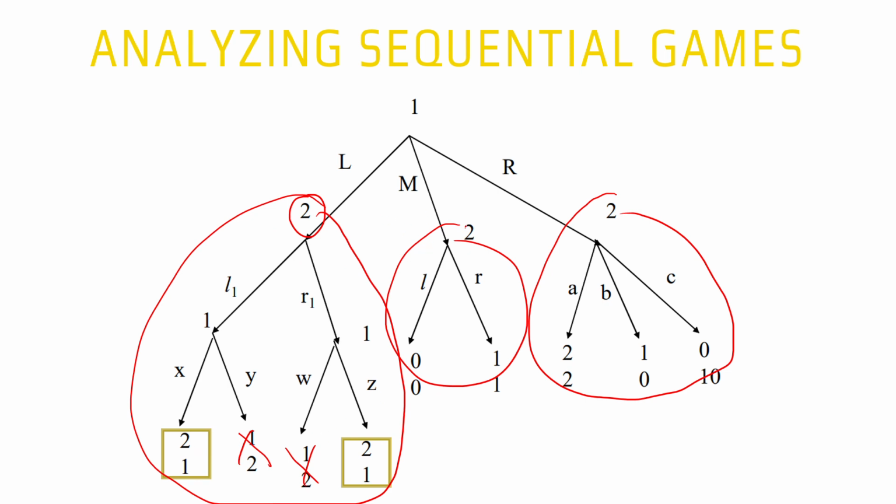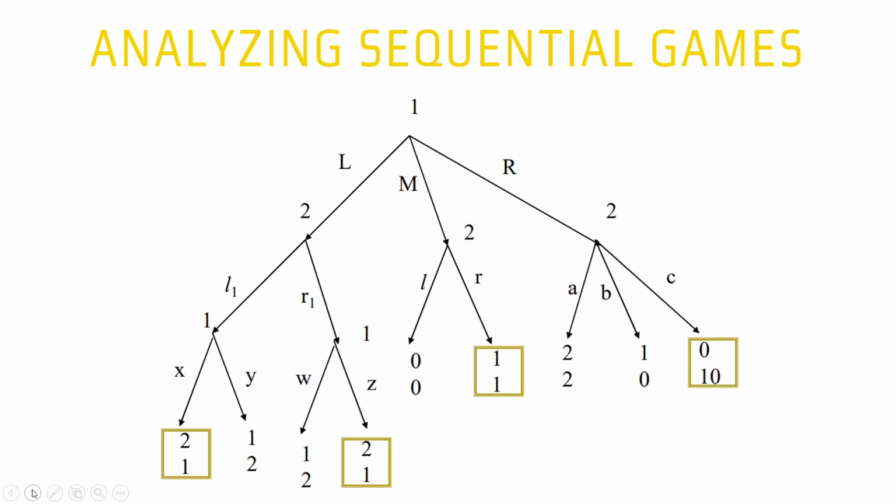And for the next branch, player 2 is also taking action. So we are comparing 0, 0 and 1, 1. So for player 2, the payoffs are 0 and 1, so the better one here is 1, 1. Now for the last branch, it is also player 2. We are comparing 2, 0, and 10. So obviously 10 is the best option here. So these are now what we'll be considering for the last stage of the backward induction.